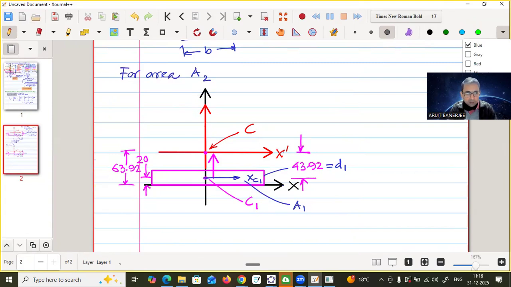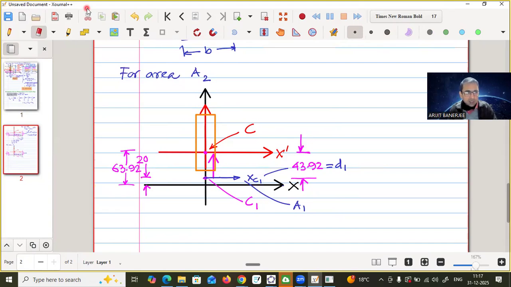Orange color area, this is this. So we will draw it here. This area. We are now shifting. Area is this one. So we can delete this first area. Now this XC for this area is somewhere else. Where is that? This XC2.